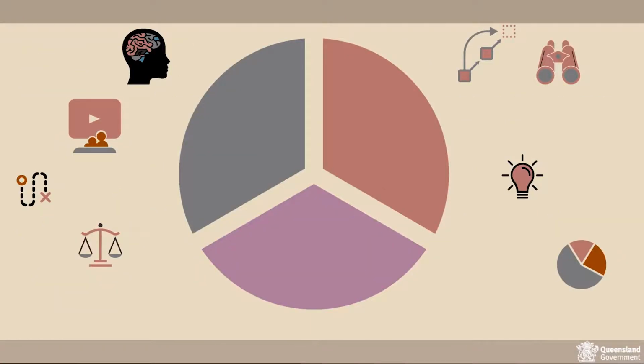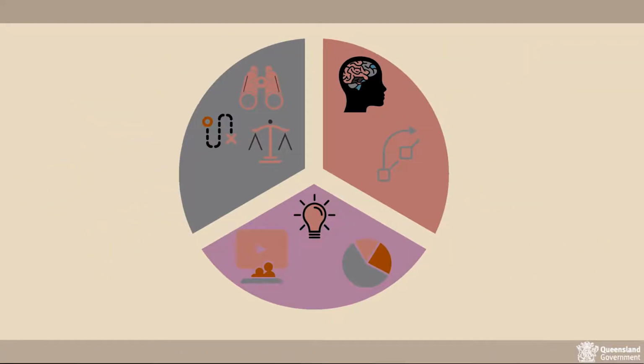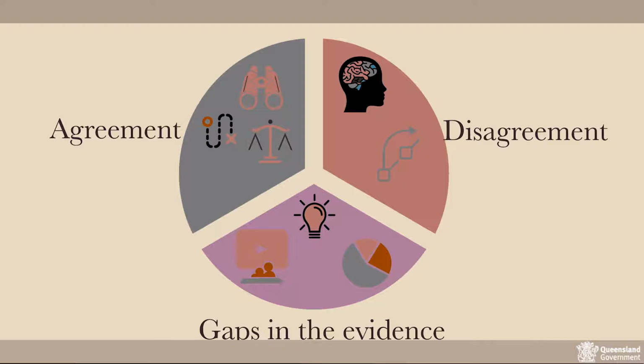Developing a program logic is a very useful way of bringing together existing evidence about a program and clarifying where there is agreement and disagreement about how the program is understood to work and where there are gaps in the evidence on which the program is based.